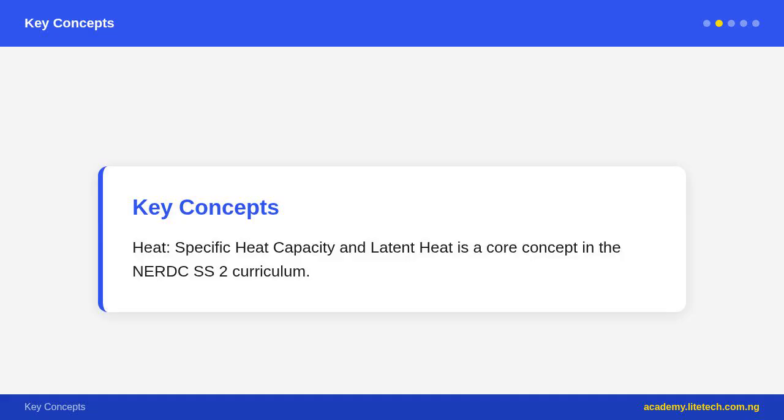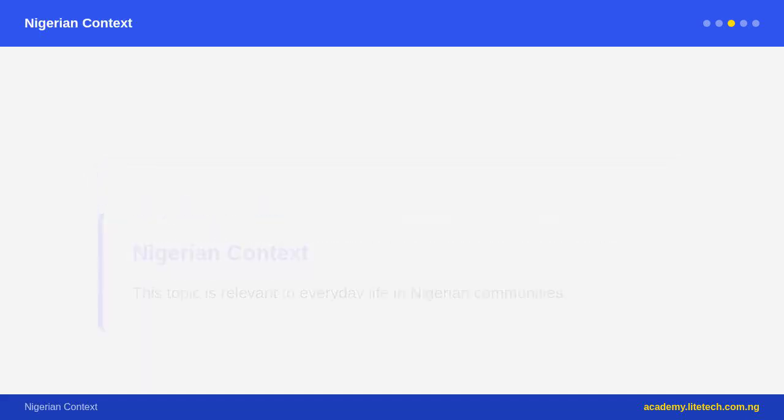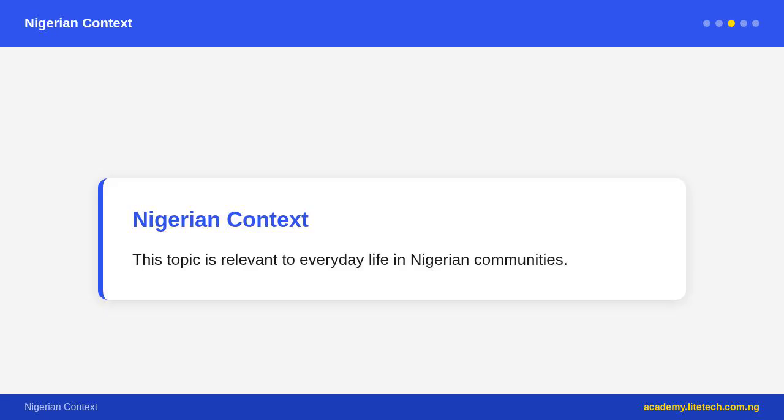This property makes water an excellent coolant in car radiators and in industrial cooling systems. It also explains why coastal areas like Lagos experience more stable temperatures than inland Saharan regions. The ocean absorbs and releases heat slowly, moderating the local climate.